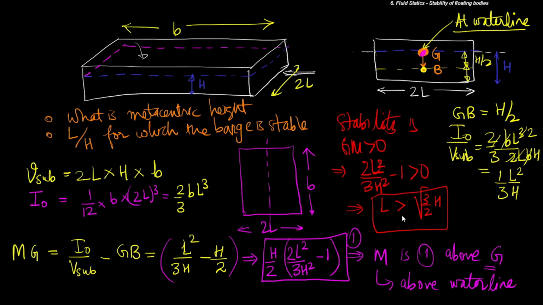Actually, we can write it in terms of 2L because the barge width is 2L. So 2L should be greater than square root of 6 times h. So the width of the ship should be larger than square root of 6 times the submerged height. This is the condition for the barge to float without any danger of overturning.